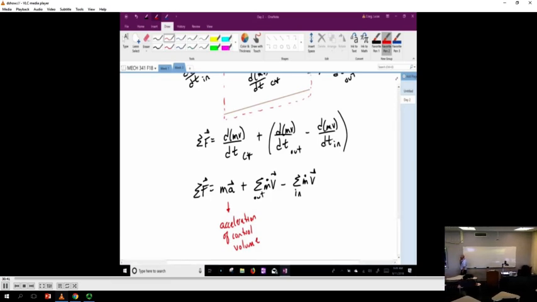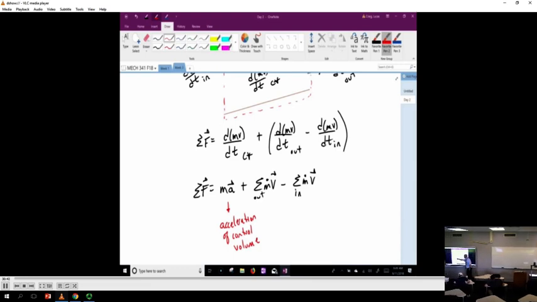So here, we have the sum of the forces, and those forces were all the forces we labeled on that spigot beforehand, okay? That equals the mass times acceleration of your control volume plus your mass flow rate times velocities out minus mass flow rate times velocities coming in.